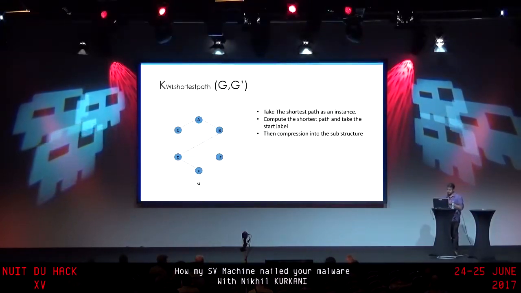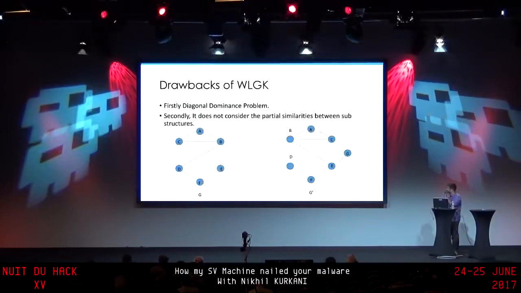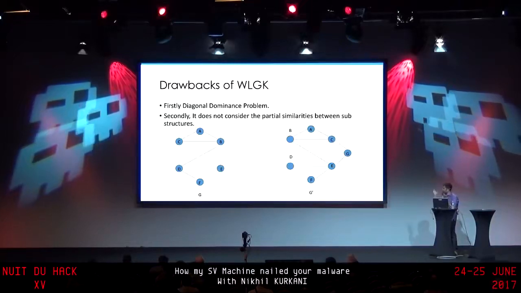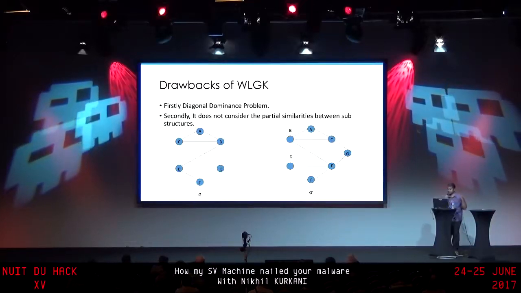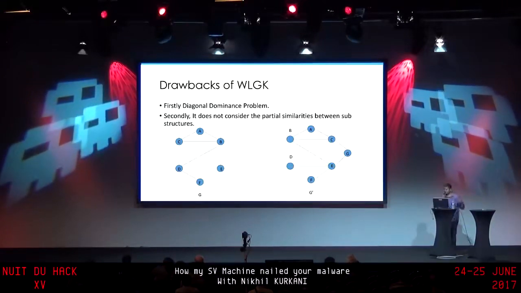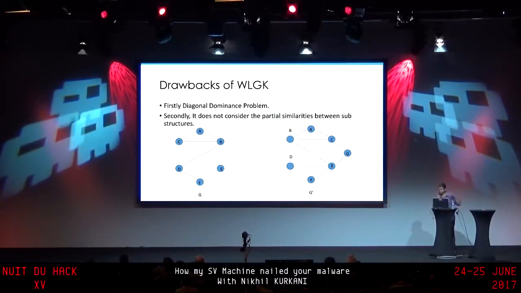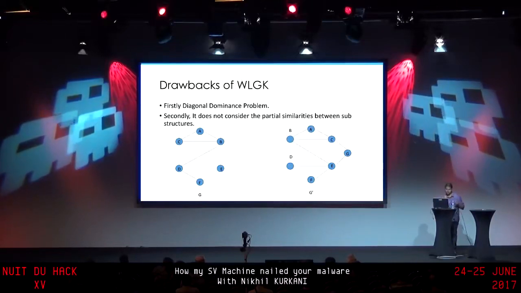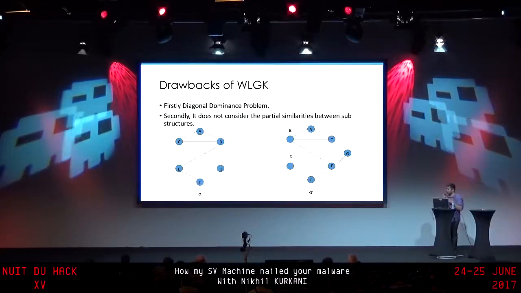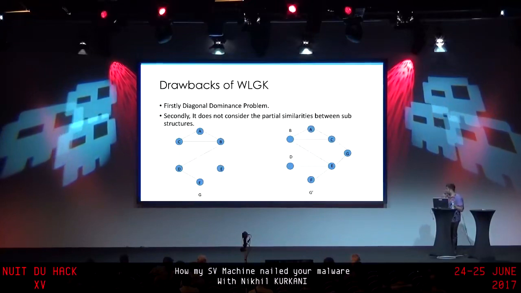But this comes with its own drawbacks. Firstly, the diagonal dominance problem, which is one of the major problems that this particular graph kernel has: there are few graphs or subgraphs which are identical to any other graphs. Basically, it won't be able to relate or find similarity amongst others, so they are not going to be taken into consideration at all, which is a great problem.